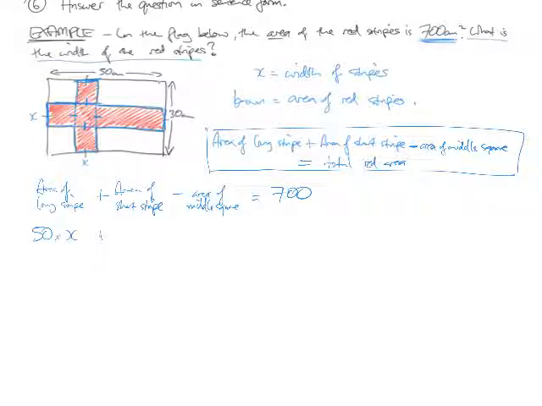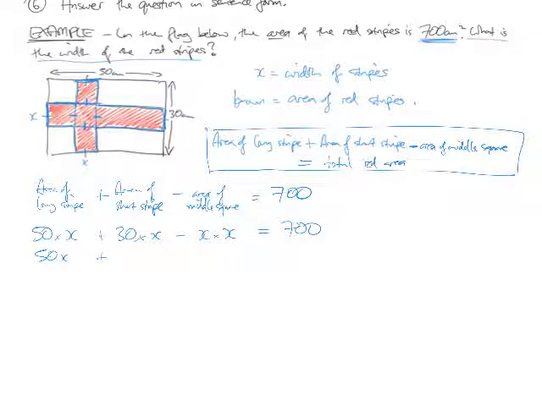Area of the short stripe is going to be the length of it, which is 30 centimeters, times by the width of it, which is x. Area of the middle square, we need to avoid doubling up counting of that, so we need to take it away once. The area of the middle square is going to be x times by x. And that altogether should equal the only thing that we know, which is that the area of the red stripes is 700 centimeters squared.